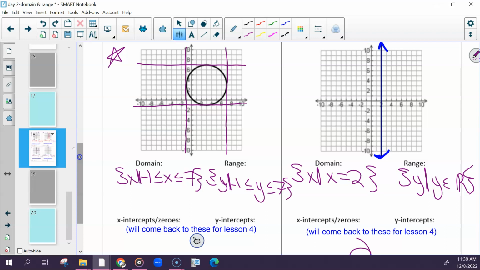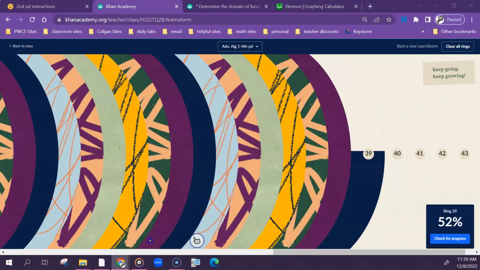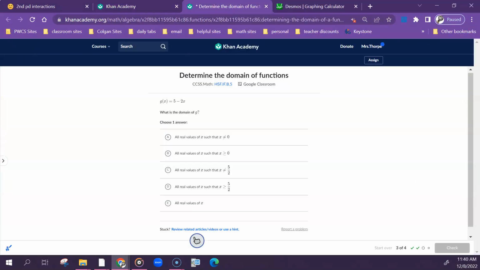Is this one a function? Correct. So I'm going to show you a couple on Khan Academy. One of them is your given graph, so that one you should be able to do. Just make sure that you can tell the difference between the discrete and continuous functions.